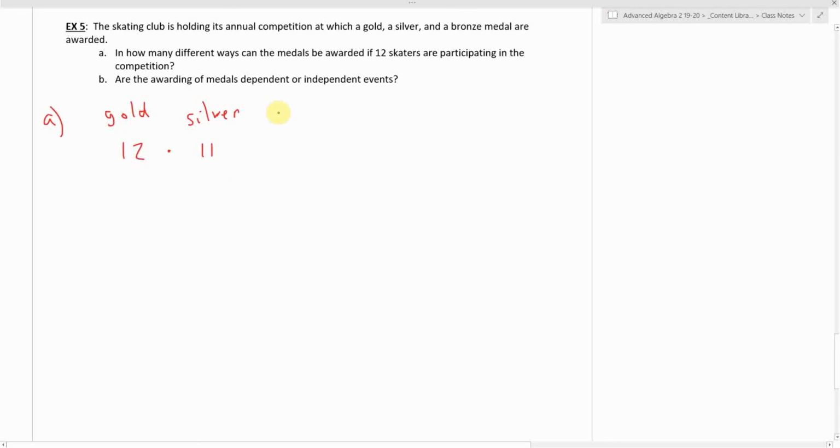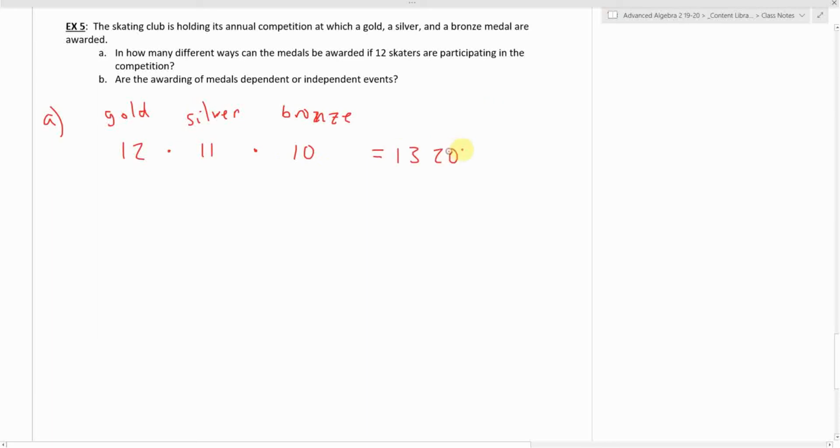And by the same logic, once the silver is given out, the silver and the gold have both been given out. That leaves only 10 people left to win the bronze. Okay, so we have 12 times 11 times 10, which is 110 times 12, which is going to be 1,320.